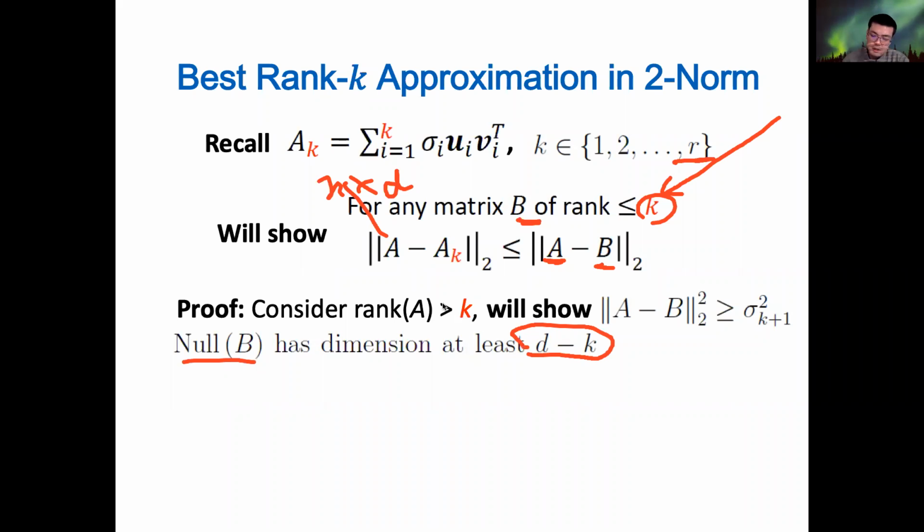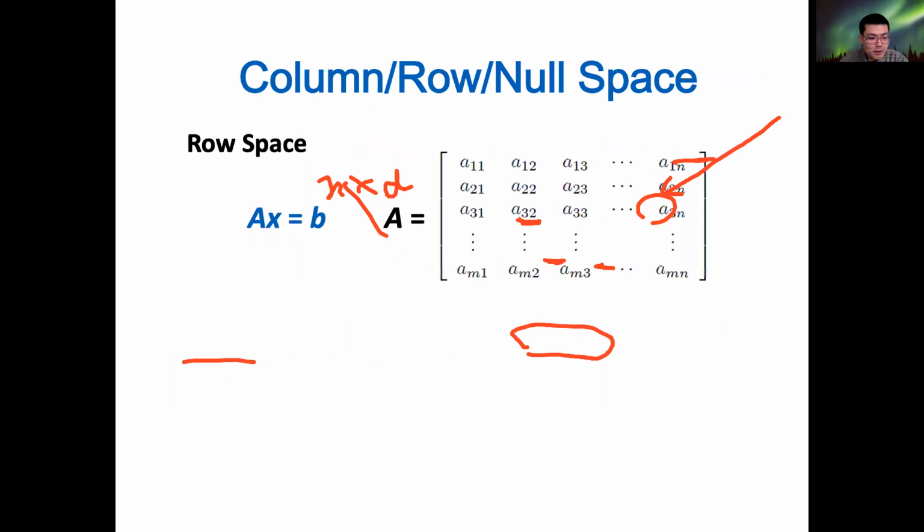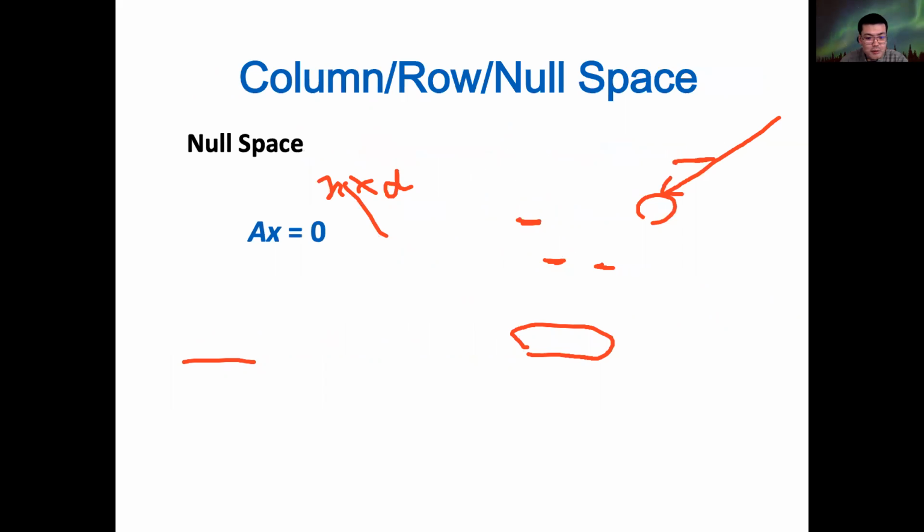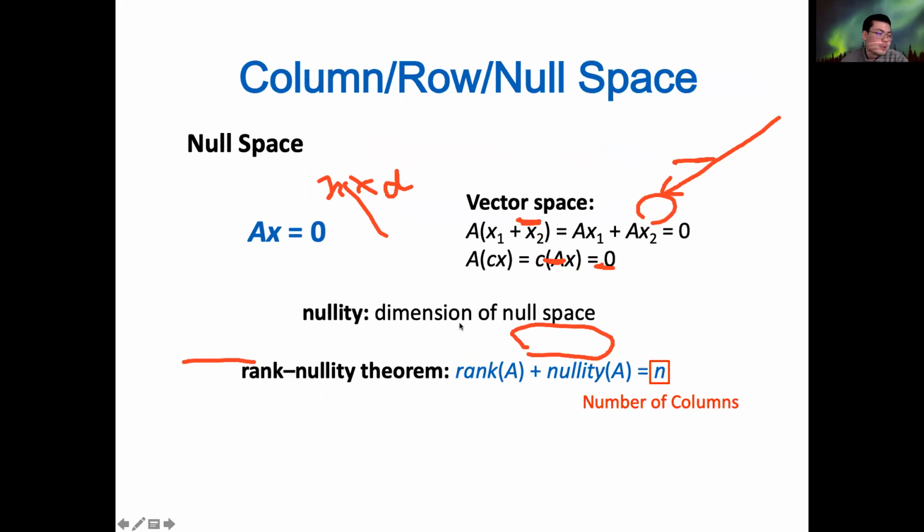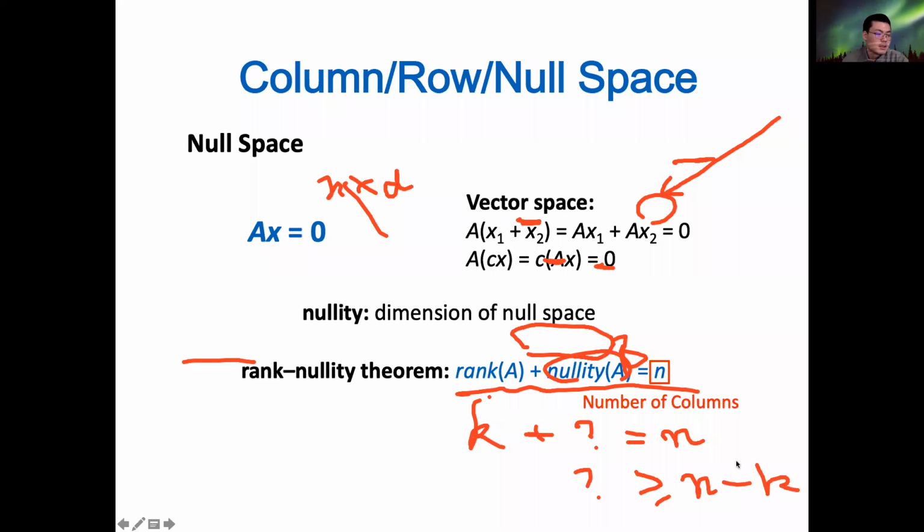Because this is using another conclusion from really early on. Let me find. The null space, probably here. So we are using this conclusion: B's null space dimension plus B's rank is equal to n. B's rank is less than or equal to k. This is the conclusion that we are using. This is what we reviewed before.